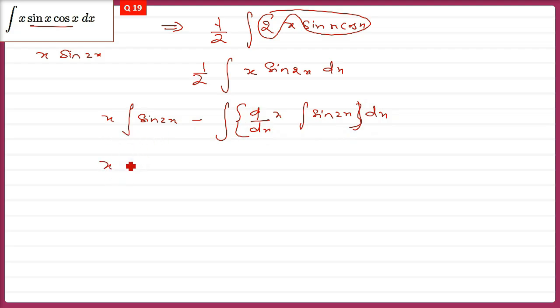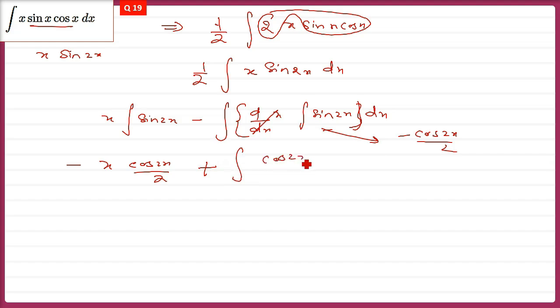So x sin 2x is what? It's minus cos 2x divided by 2, because 2x has to be differentiated and 2 will come, that has to be kept in the denominator. Minus this again, sin 2x will be minus cos 2x by 2. So the first integration will give you minus cos 2x by 2. So let me make it as plus.